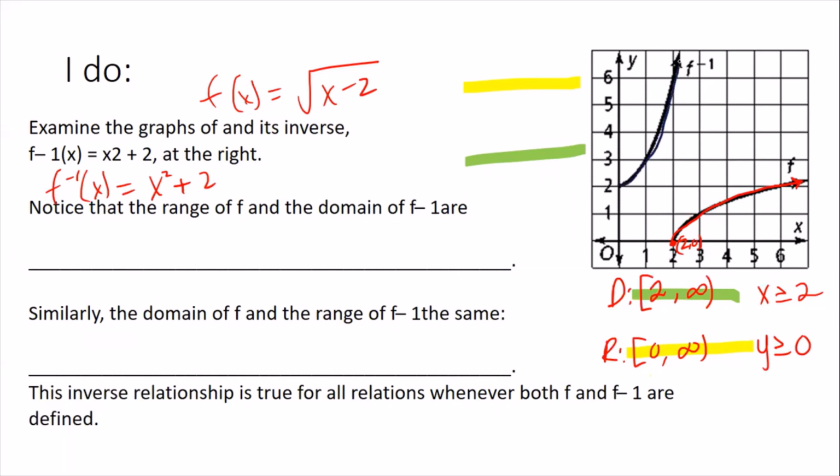Now we're going to do domain and range of our inverse. So looking at the inverse, the domain and range here. So domain starting from left to right, I'm here at 0, 2. So what is my smallest x value? 0. And the arrow means it goes on forever. So the domain here is x is greater than or equal to 0. The range, what is my smallest y value? 2. And it keeps going forever to infinity. So y is greater than or equal to 2.